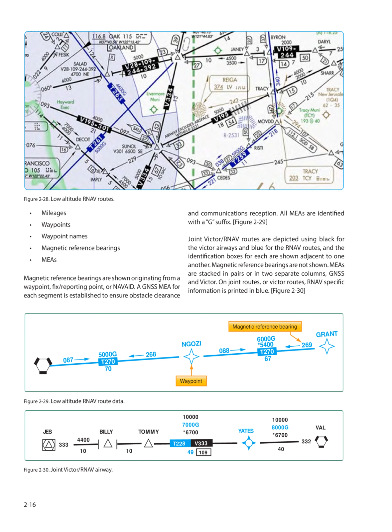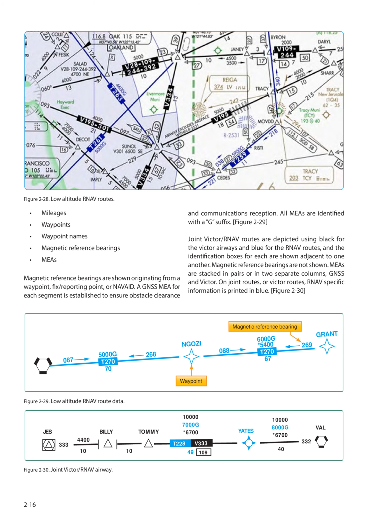Figure 229, joint Victor/RNP routes are depicted using black for the Victor airways and blue for the RNP routes, and the identification boxes for each are shown adjacent to one another. Magnetic reference bearings are not shown. MAAs are stacked in pairs or in 2 separate columns, GNSS and Victor. On joint routes, or Victor routes, RNP-specific information is printed in blue.